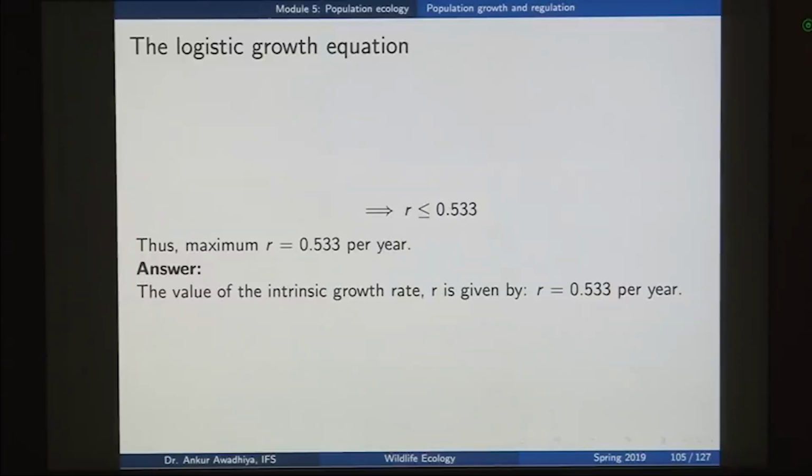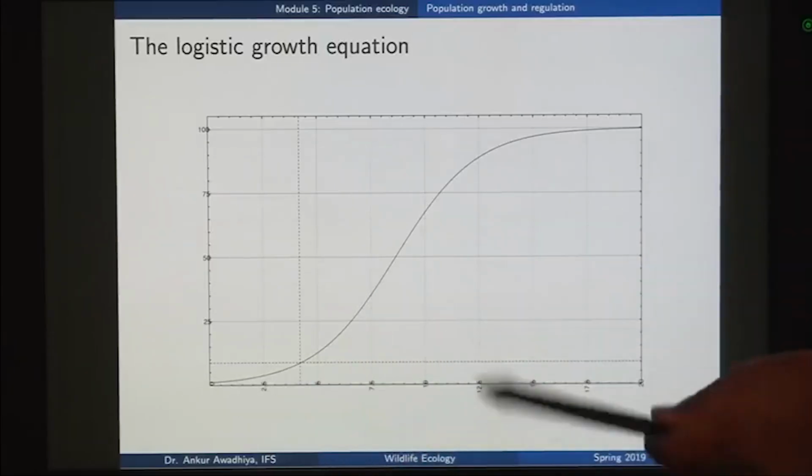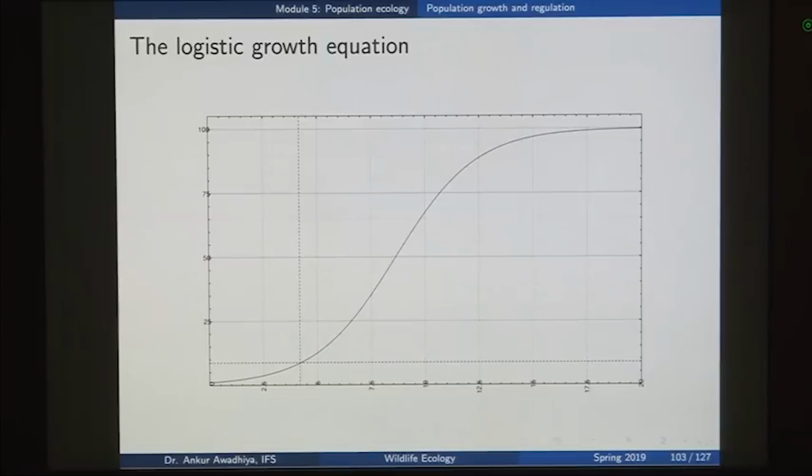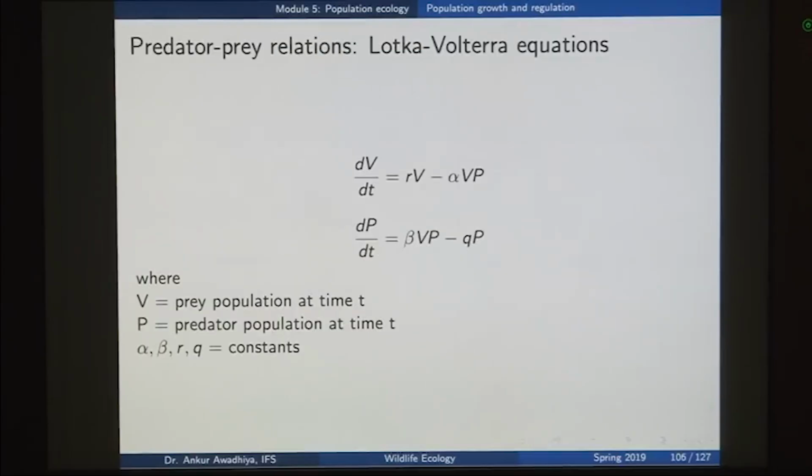Because that is the value of r that we will observe in the beginning, here, and then this value will start getting modulated because the size is coming close to the carrying capacity of the environment.